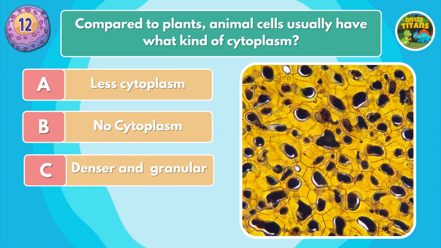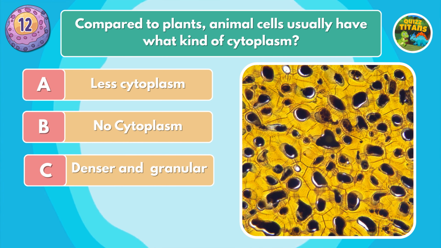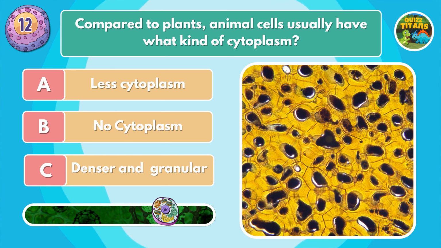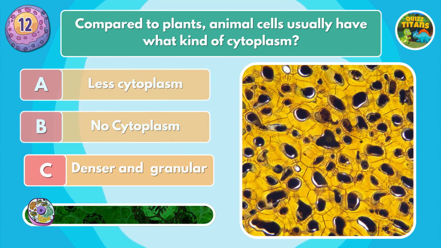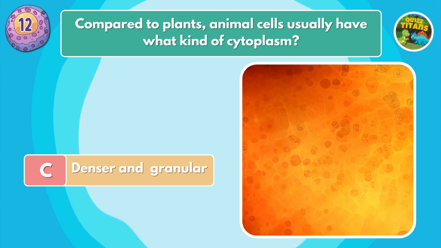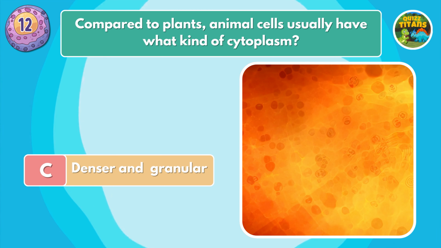Plants and animals may share the cell stage, but their insides aren't quite the same. Compared to plants, animal cells usually have what kind of cytoplasm? And the correct answer is denser and more granular cytoplasm.